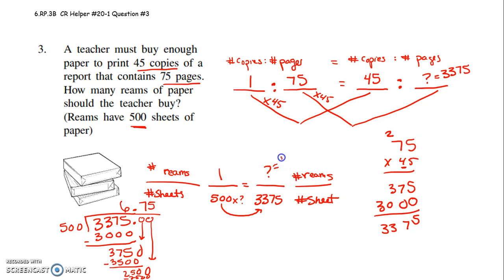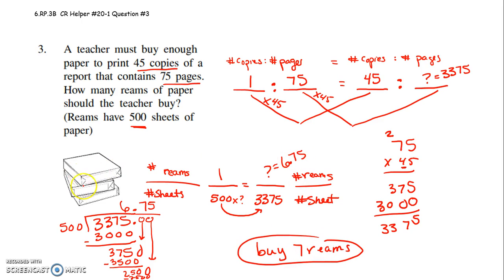So she needs 6.75 reams. And so I would assume how many reams does she need to buy? If she's going to use up 6.75 reams, she'll have to buy 7 reams because they're not going to sell her 0.75 of a ream. They don't open up a package and sell you part of a package. So if she needs 6.75 reams, she had better buy 7 reams. I hope that helps.